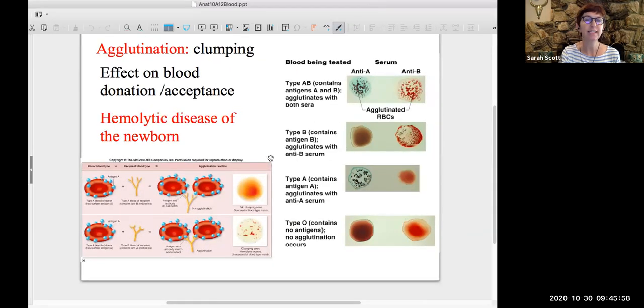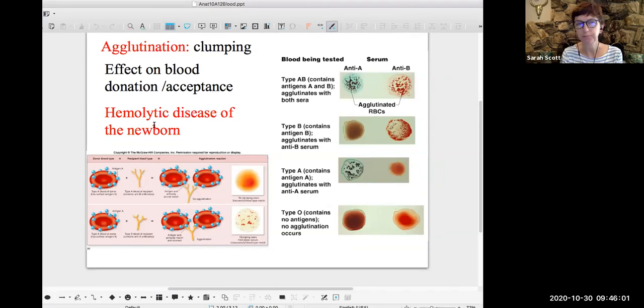Now, the last thing is hemolytic disease of the newborn. And this is something that was noticed by doctors after they understood blood typing, because you would have a woman who was Rh negative, and she would have a healthy baby. But then after that first baby, she'd have repeated miscarriages. She wouldn't have a second successful pregnancy. And they couldn't figure out what the problem was because it wasn't every pregnancy, and they couldn't predict who would have problems and who wouldn't. But they did notice it happened in Rh negative women.